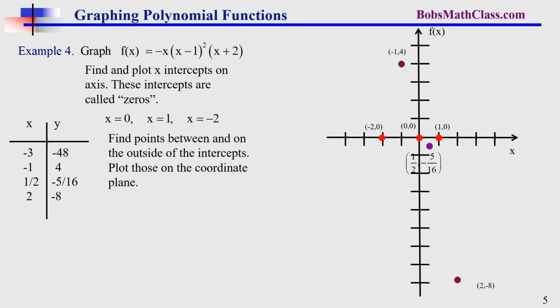So here are the other points I plotted. I plotted the (-1, 4), you can see that up there. The (1/2, -5/16), and the (2, -8). But I did not show the (-3, -48). It's off my screen, right? So when you draw your graph, just show that it's in that direction. There we go, something like that. So I just have an arrow showing that it's way down there somewhere.